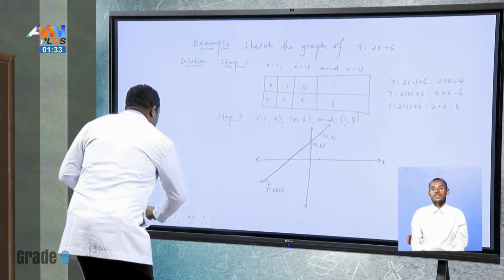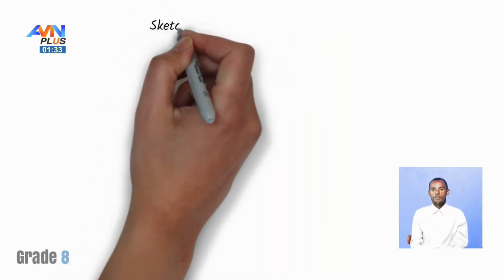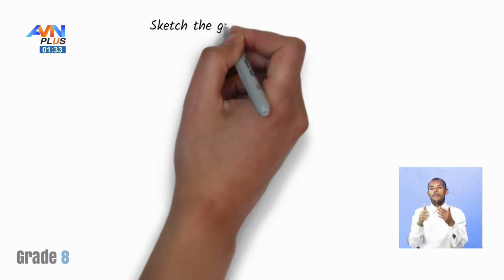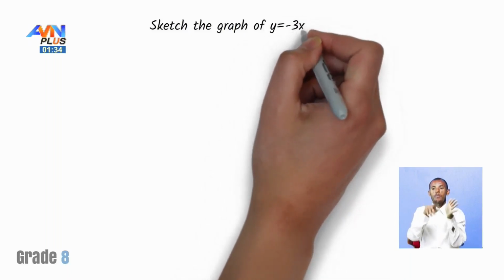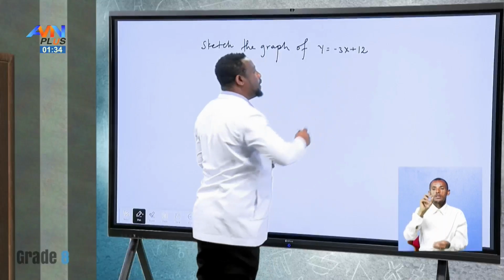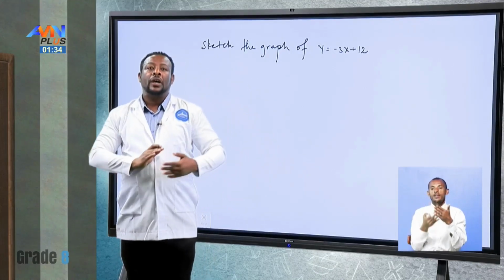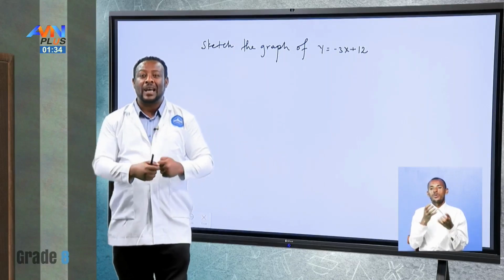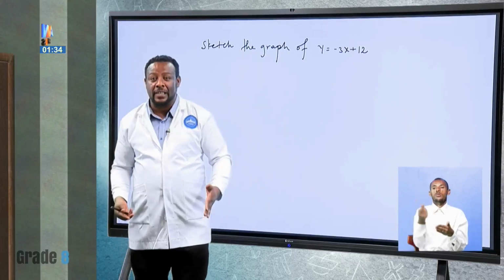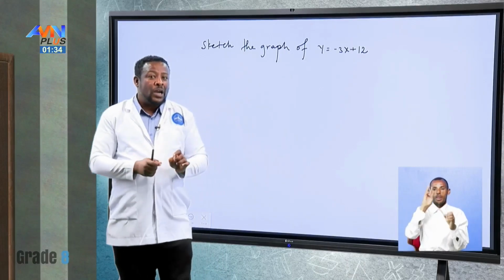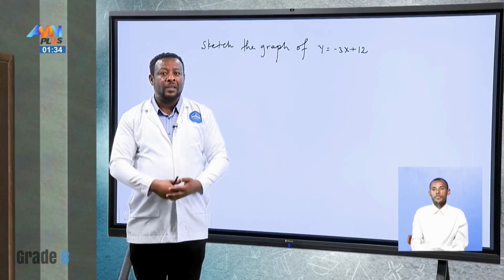Can you try this one? Sketch the graph of y = -3x + 12. Clearly, this is a linear function, and I need you to follow the steps that I used in the first example. I will give you a few seconds to answer this. Can you try it?